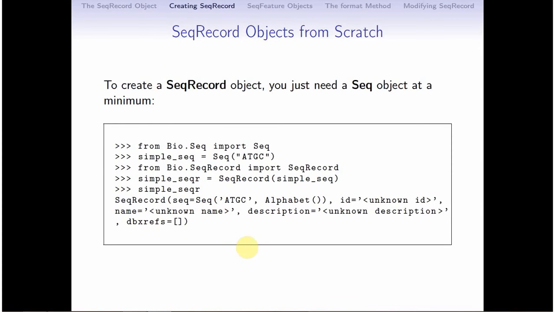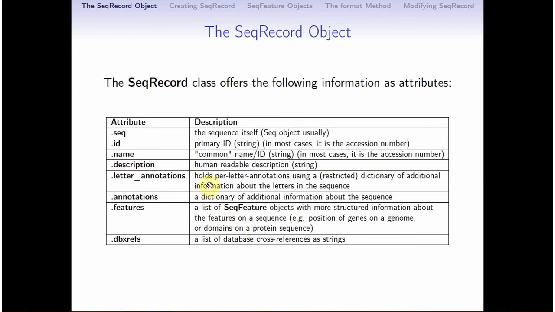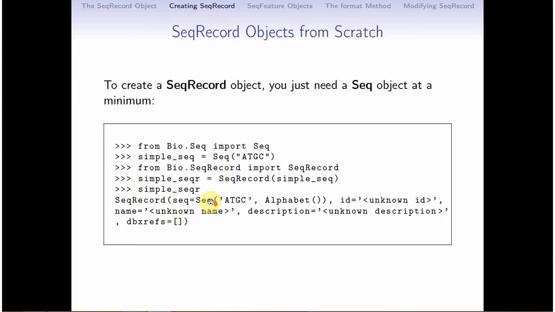Okay, so now we have learned what the basic attributes are and what they give us. So now how do we create a sequence record object? Okay, we can do it from scratch, from GenBank file or from FASTA file. Okay, so let us start off with from scratch itself. From nothing, let us create a sequence record.